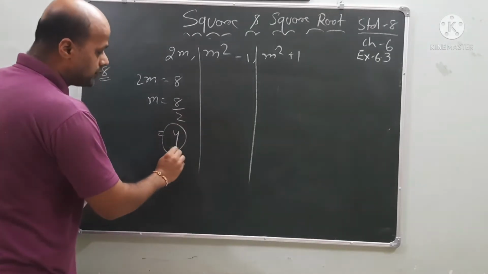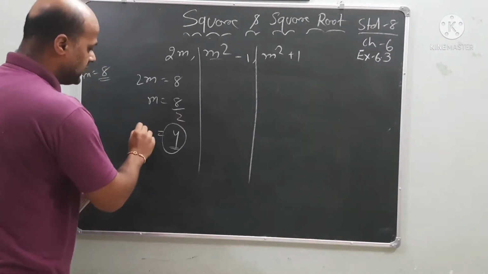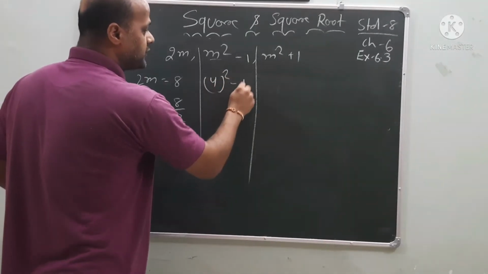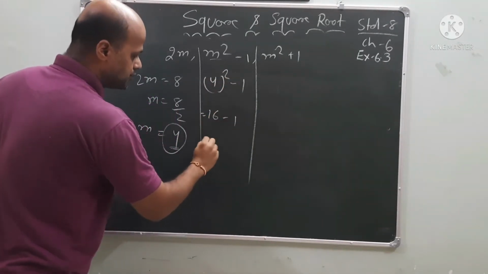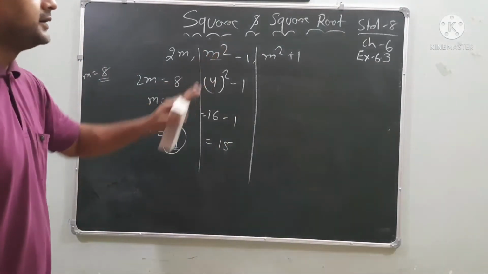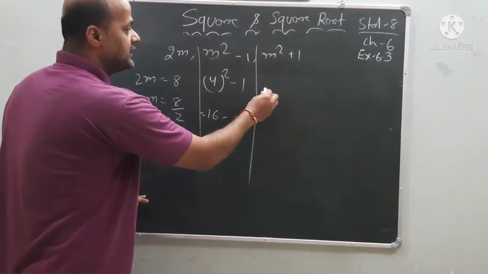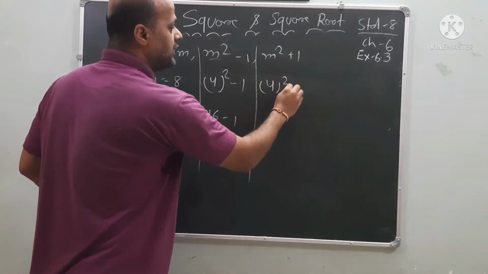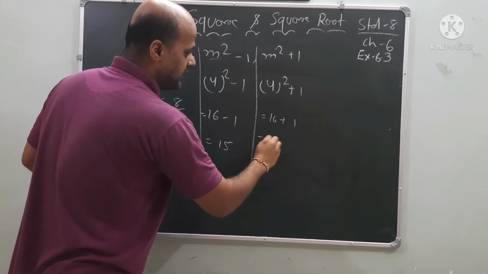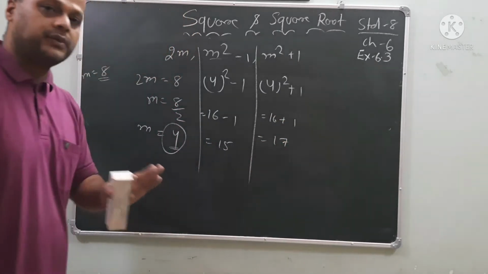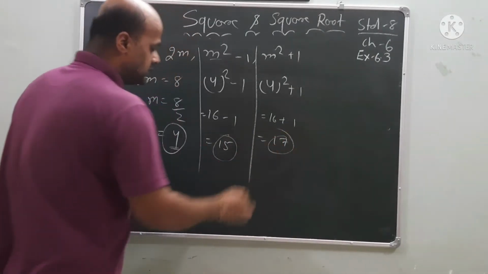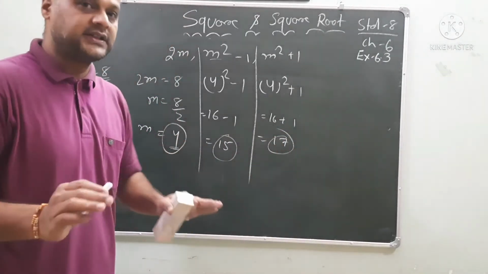Now put the value of 4 here because m is equal to 4. So 4 whole square minus 1 is equal to 16 minus 1 is equal to 15. Yes or no my dear friends? And m square plus 1: m is 4, so 4 square plus 1, 16 plus 1, and it is 17. So the Pythagorean triplets are 8, 15 and 17. This is the previous class.